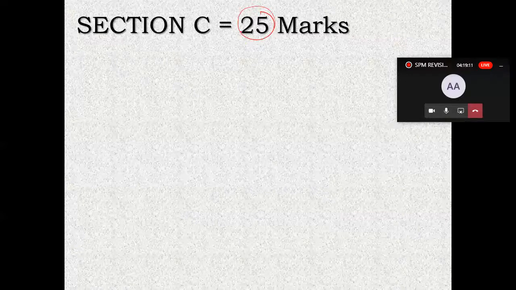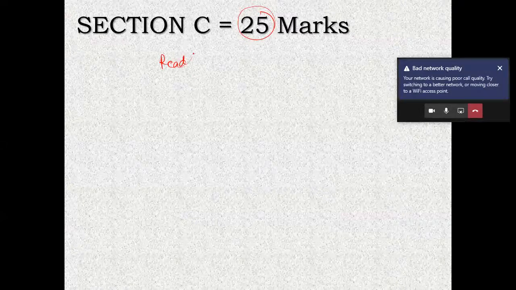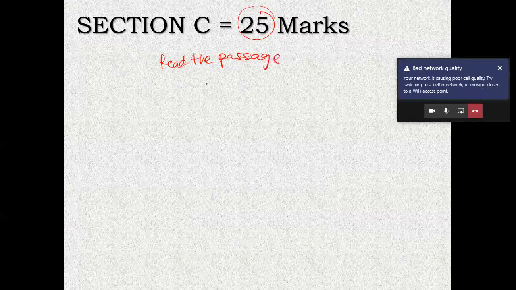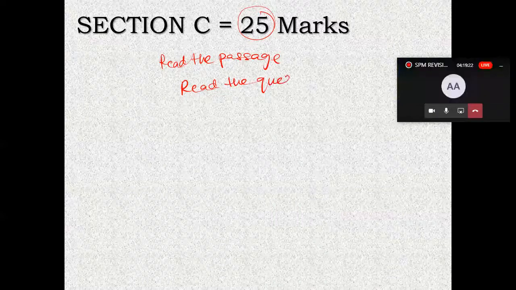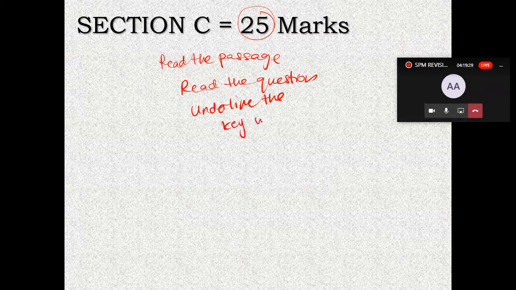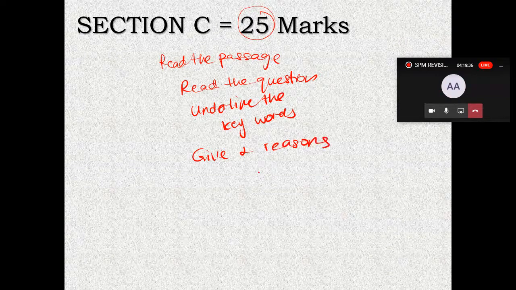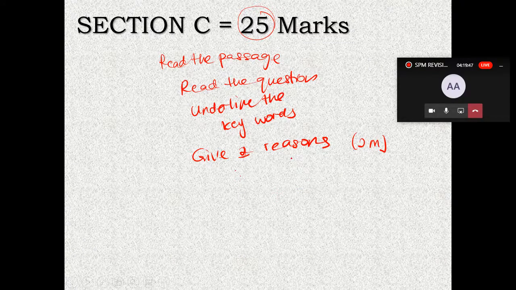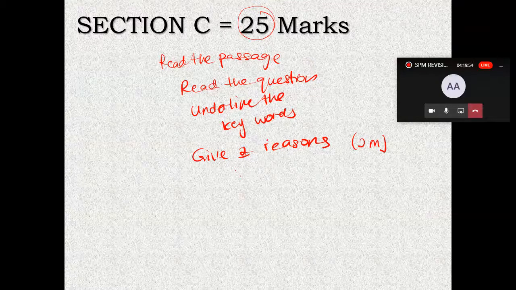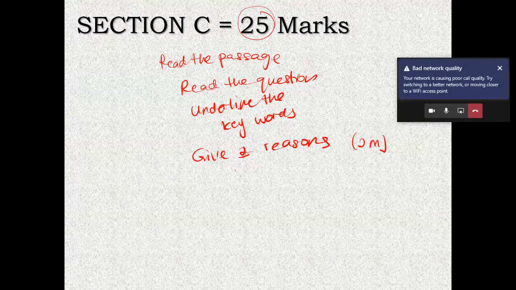So very important for reading comprehension: read the passage, read the question, underline the keywords from the question. If they say give 2 reasons, you give 2 reasons. Don't give only 1, give 2, because if they ask you for 2, there might be 2 marks. If you only give 1, you only get 1 mark. So try not to lose marks like that. Read the passage, read the question, underline the keywords, give 2 reasons for a 2 marks question.